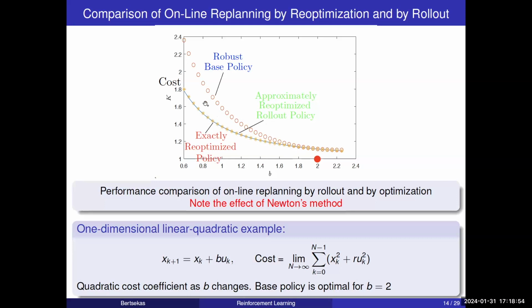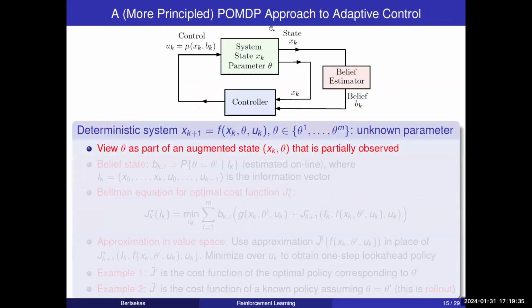And what is this difference? Well, it's the power of Newton's method. Newton's method has gotten you very close to the optimum, and it's not necessary to do this exact reoptimization. So in a limited set of examples, this idea looks very good and very effective. And it falls into the category of indirect adaptive control. We mentioned three approaches: robust, indirect, and now the third approach is the POMDP approach for adaptive control.